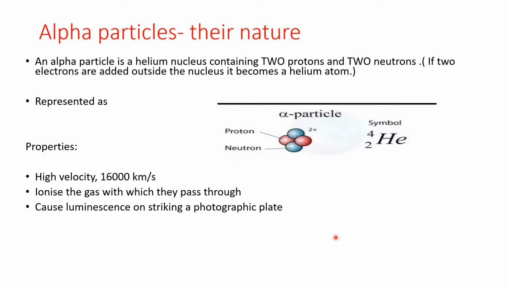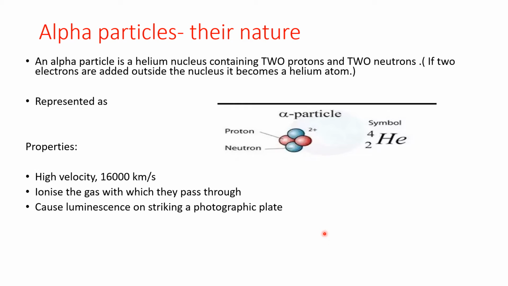Now we'll turn our attention to the nature of the various particles that are emitted during radioactivity. The first particle of interest is what is called the alpha particle. This alpha particle is emitted from the nucleus of the sample that is undergoing disintegration. It contains 2 protons and 2 neutrons. In other words, it can be treated as the nucleus of helium.